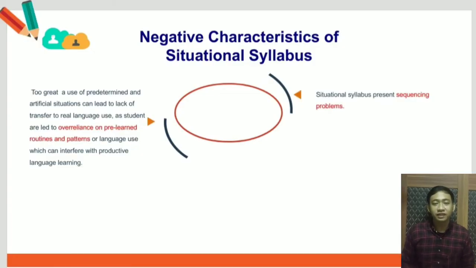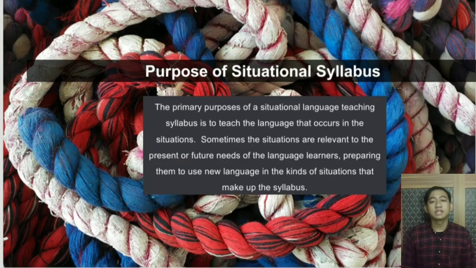Okay, for the seventh slide, it contains the negative characteristics of situational syllabus. 1. Too great use of predetermined and artificial situations can lead to lack of transfer to real language use. Students are led to over-reliance on pre-learned routines and patterns of language use, which can interfere with productive language learning. And 2. Situational syllabus presents sequencing problems.